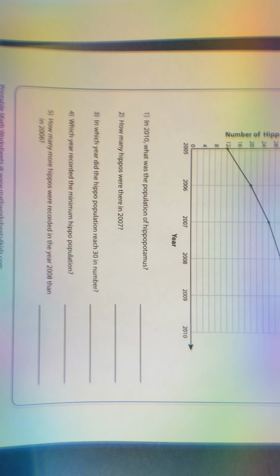Then the last sheet about the hippos. Here's the questions for the hippos. Number 1, in 2010, what was the population of the hippos? Number 2, how many hippos were there in 2007? Number 3, in which year did the hippo population reach 30 in number? Number 4, which year recorded the minimum hippo population?